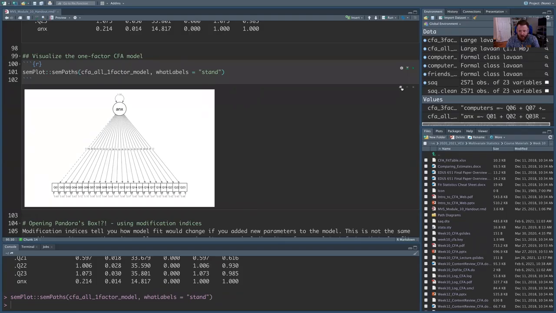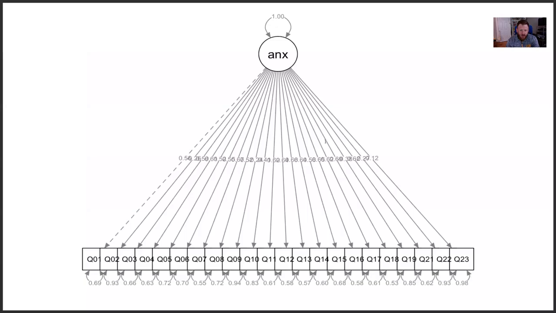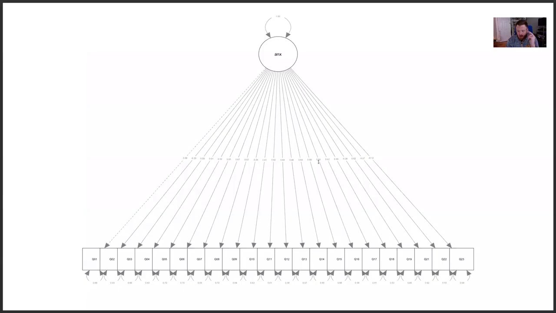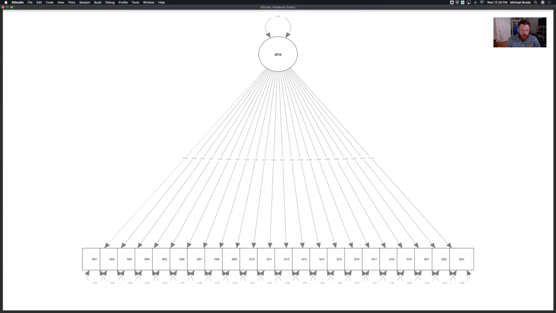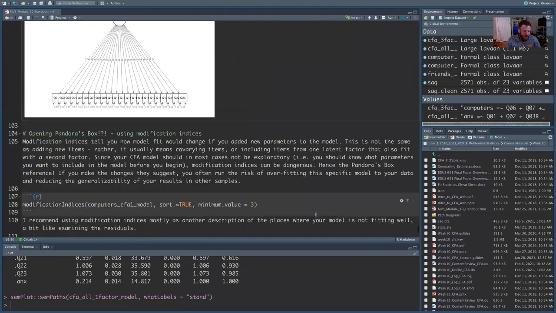We can make this a little bit bigger if you click the window here. I have a pretty big monitor right now, so it'll separate out all these components pretty well. But this is just what it looks like. This is the unidimensional one-factor model for anxiety using all the items, although this is not a good fit based on what we found about the data.